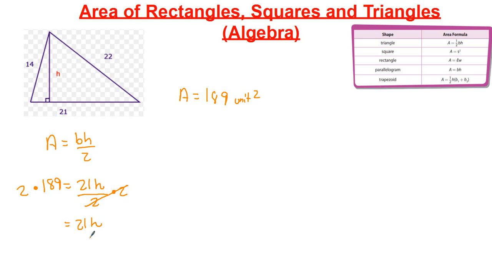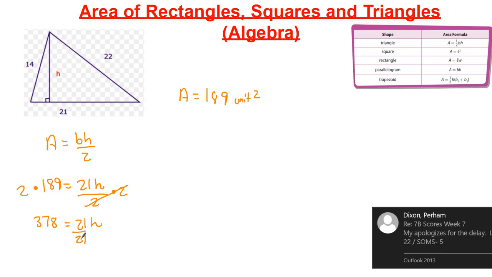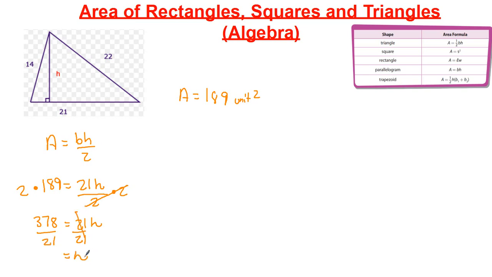Now, on the other side, all I have to do is take 189 and multiply it by 2 to get 378. So, 189 times 2 is 378. And then the last thing I have to do is divide by 21 and divide by 21. So my height is going to be equal to 378 divided by 21, which will give me a value of 18. Okay, so in this case, my height will be equal to 18. And that's it.